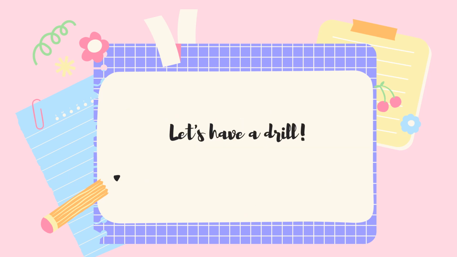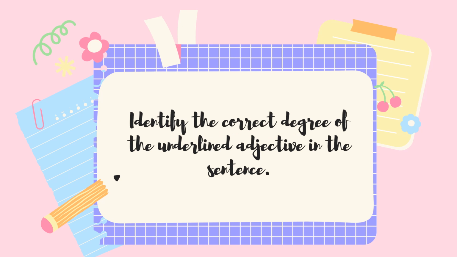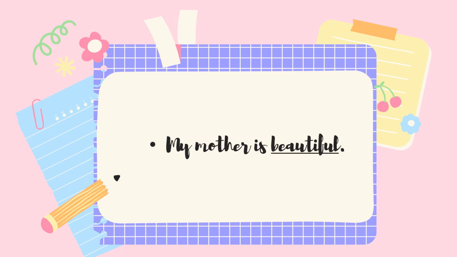Now, let's have a drill. You have to identify the correct degree of the underlined adjective in the sentence. Are you ready? Let's go! Number 1. My mother is beautiful. Beautiful is being used to describe the noun mother. So what degree of comparison is it? Yes, you're right. It is in the positive degree.